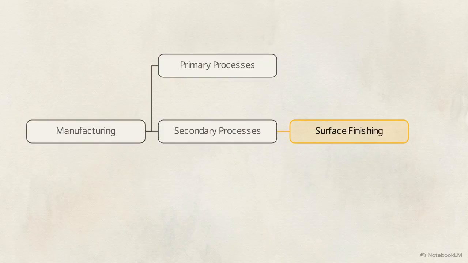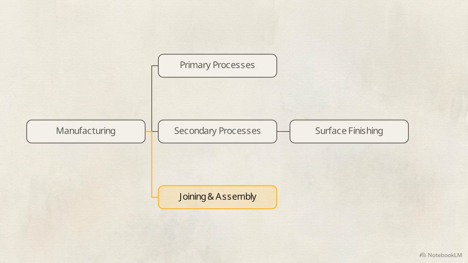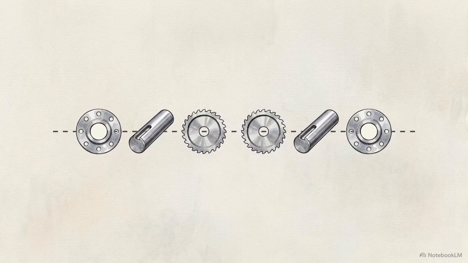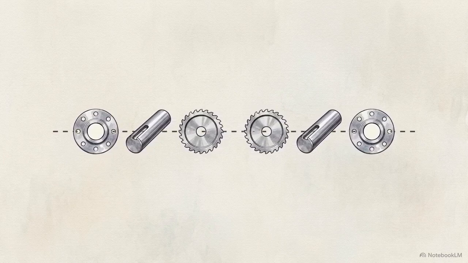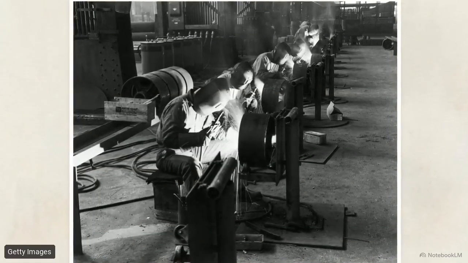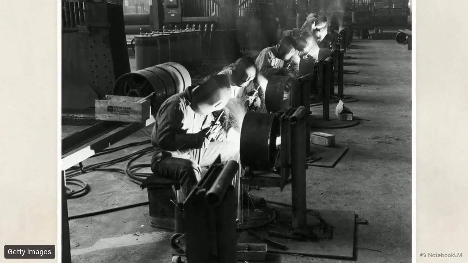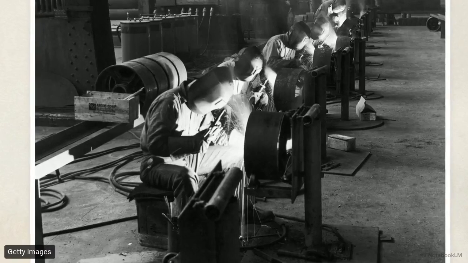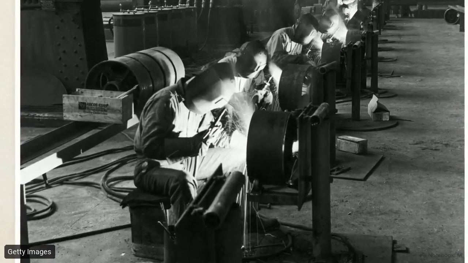The final sub-branch in our taxonomy is joining and assembly. Engineered products are rarely monolithic. They almost always require the permanent synthesis of discrete, independently machined parts. For high-strength joints, we use welding. We apply extreme, localized heat to actually liquefy the base metals, fusing thick industrial structures directly to one another.